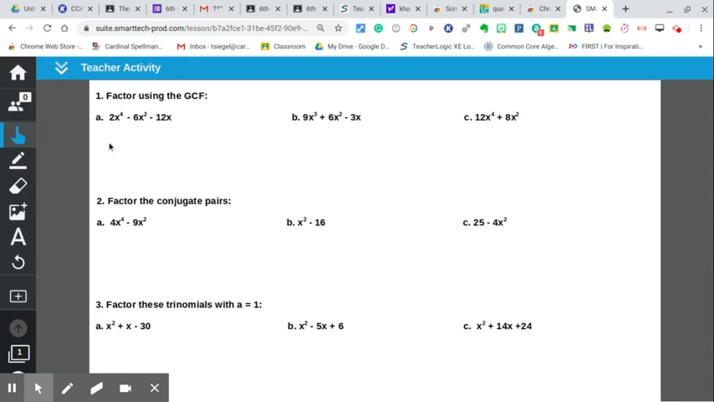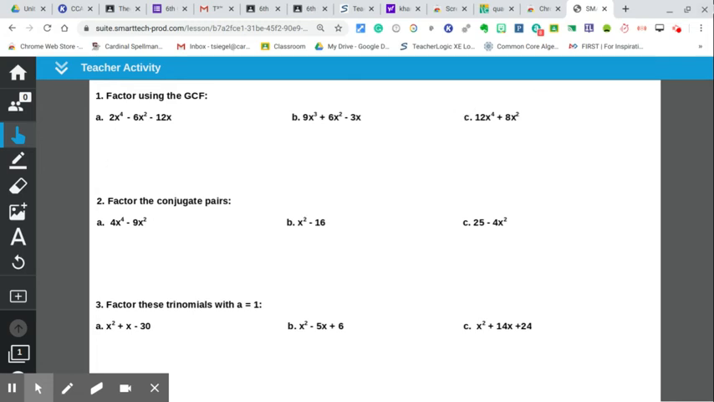So we have three kinds of factoring that we've learned so far. The greatest common factor, right? Conjugate pairs, which is also called the difference of two squares, and factoring trinomials. See, there's three terms here. And I'll go through one of each, and then you can try them.